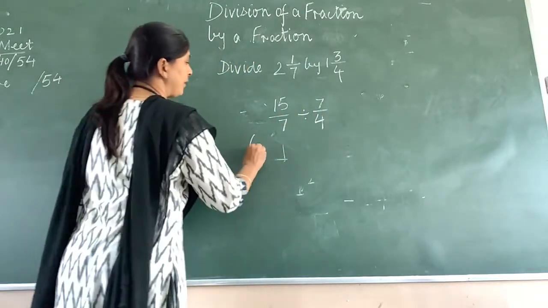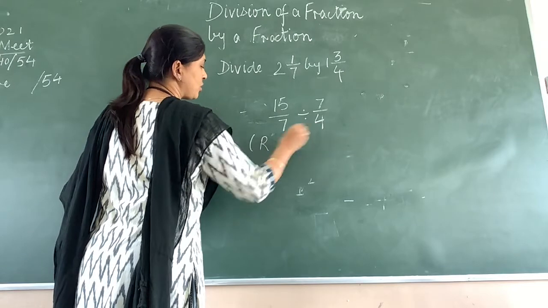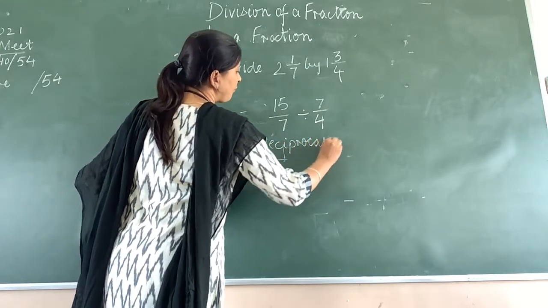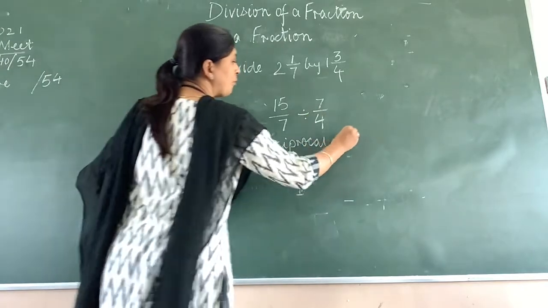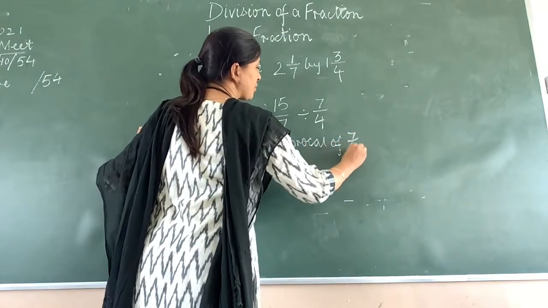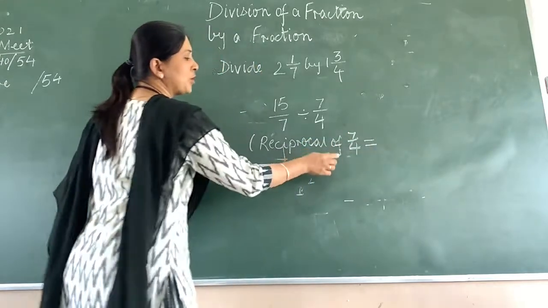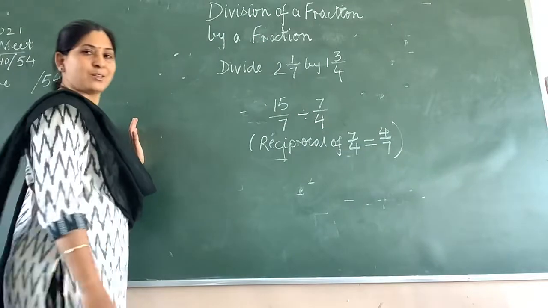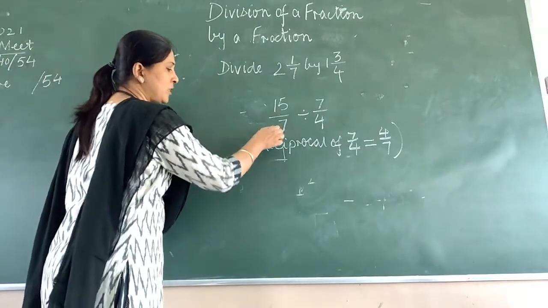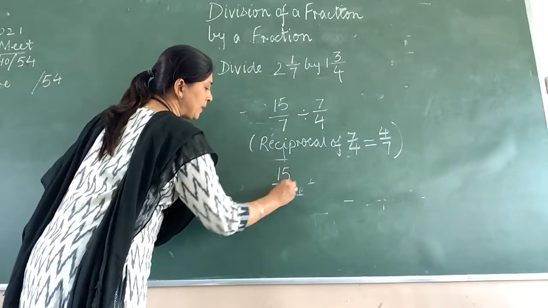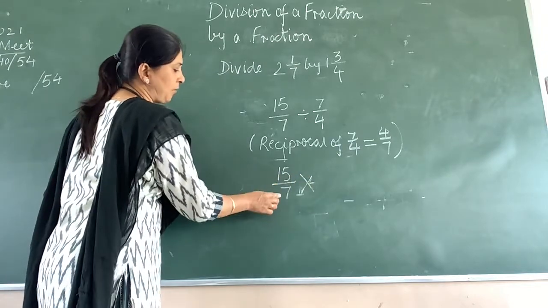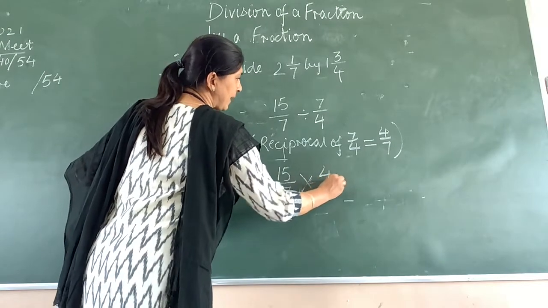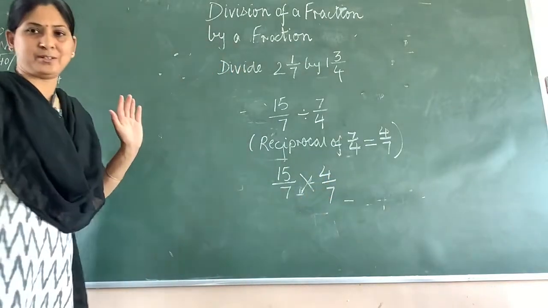Okay, now the reciprocal of the second fraction. We find the reciprocal of the second fraction. Reciprocal of 7 over 4 is what? 4 over 7. So what will we do? We will multiply our first fraction by the reciprocal of the second fraction.